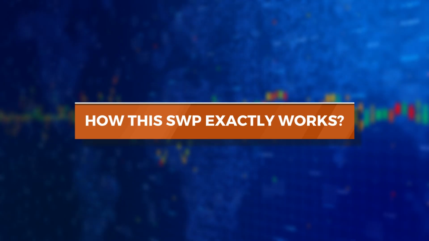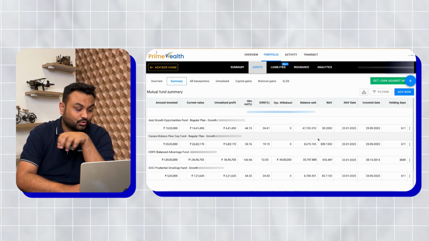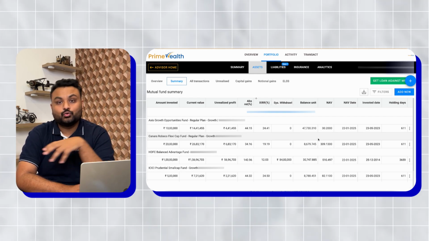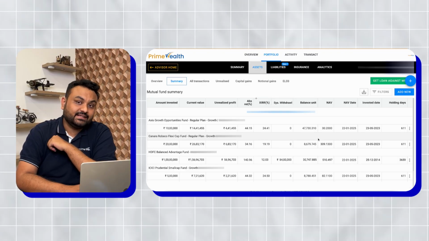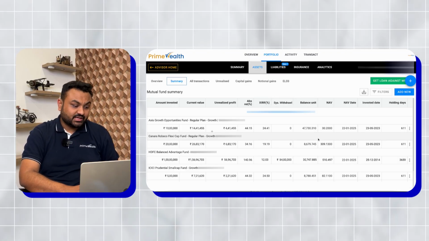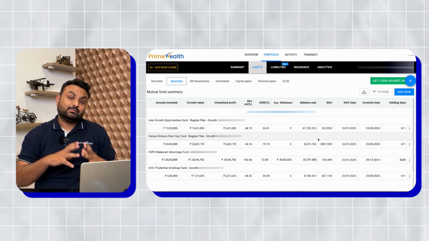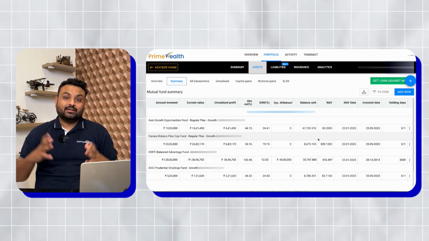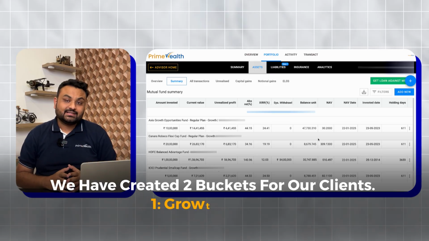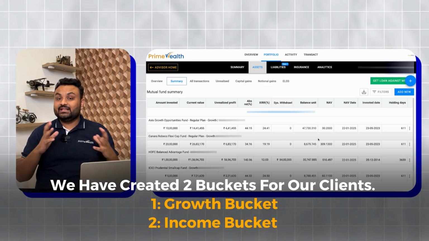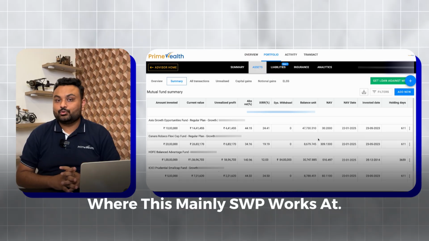Now, I will show you in detail how this SWP exactly works, but I just wanted to give you an idea of what SWP is and how the portfolio looks on my dashboard. So let's take a look at the dashboard. As you can see from this dashboard, this is a client's portfolio who has been associated with us for more than 10 years now. Some of these investments are done for the long term, and this is mainly part of the retirement planning process wherein we have created two buckets for our clients. One is a growth bucket and the other is an income bucket, where this SWP mainly works.